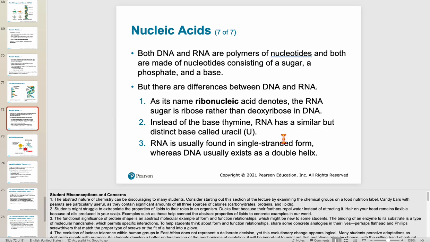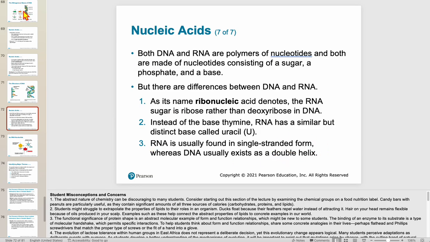The other difference is instead of thymine, RNA will use uracil. So RNA will use uracil, U. So for RNA, it won't be A and T. It's going to be A and U. Okay, let me say that again. So DNA had A pairing with T. But since RNA does not have thymine, instead it has uracil, it's going to be A pairing with U when it comes to RNA. Then the last difference is RNA is single-stranded.